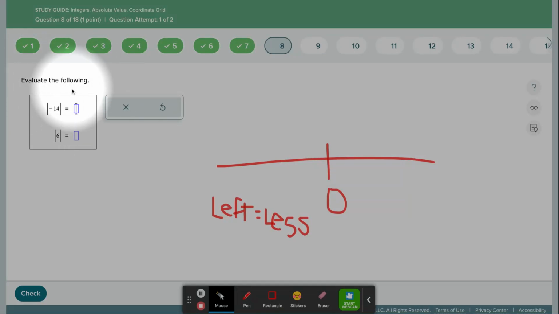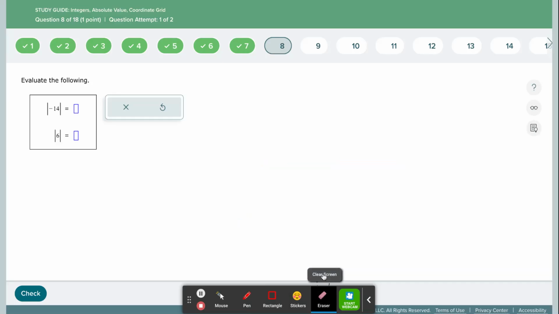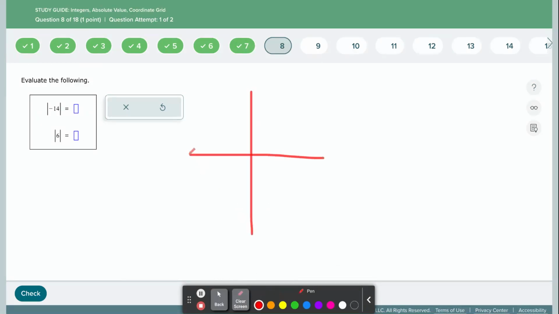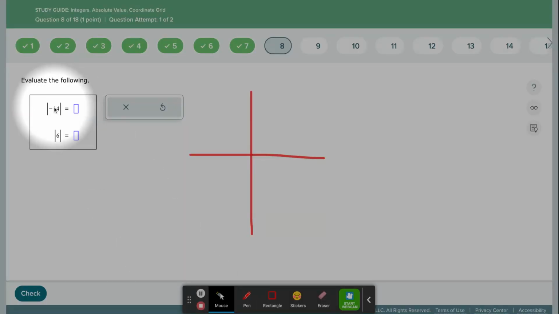Evaluate the following. It just means solve it. Okay. So what is the absolute value of -14? Well, remember, absolute value is always positive. That's the only thing you really have to remember. So the absolute value of -14 is 14. -14 is 14 hops from 0 on the number line.